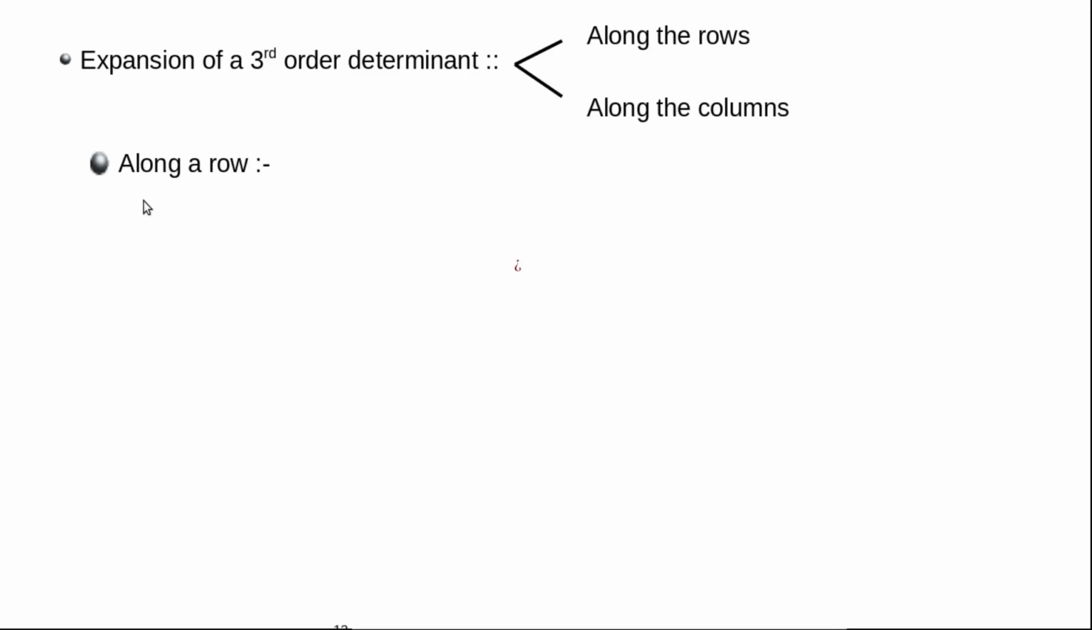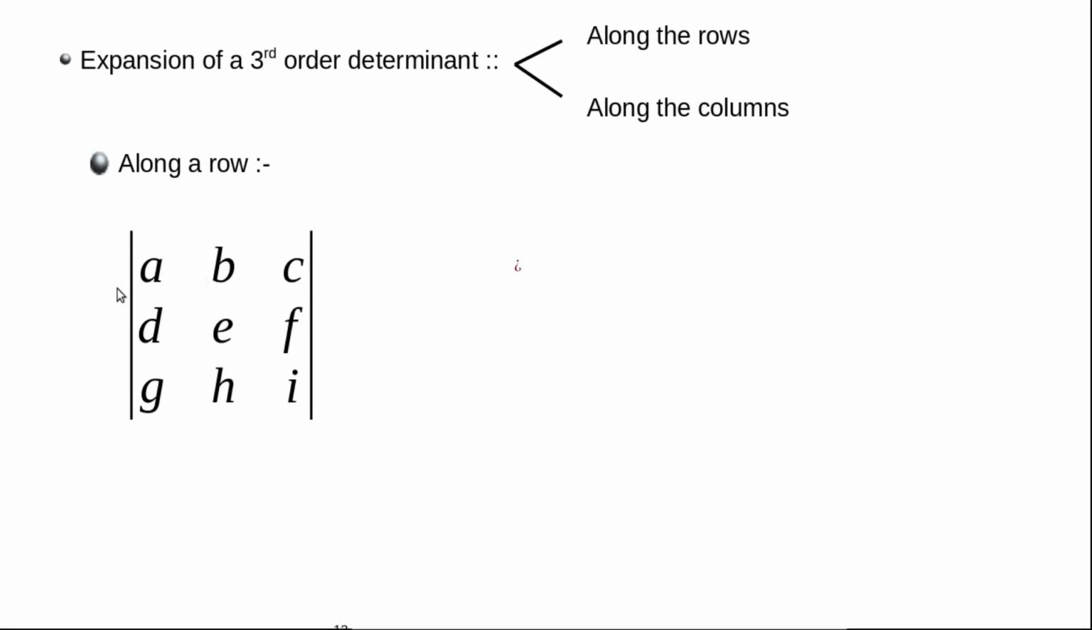Now we will see how to expand a third order determinant. We have already seen how to expand a second order determinant, that is containing two rows and columns. Here we will see how to expand a third order determinant. There are two ways to expand a third order determinant. First along the rows and the second along the columns. Now we will first learn how to expand along the row.